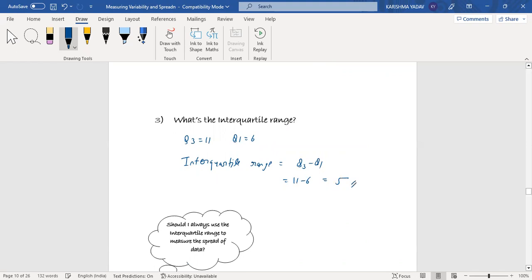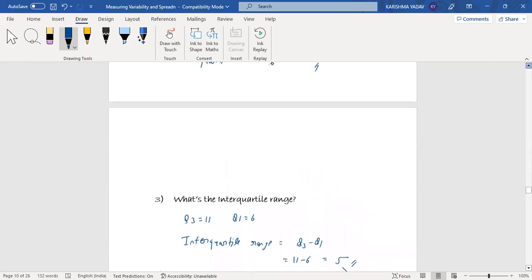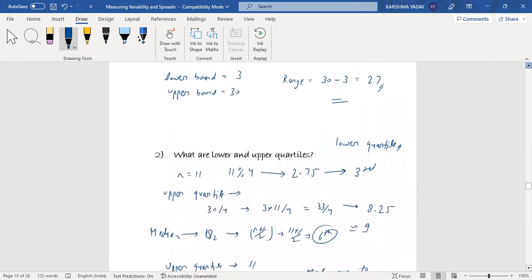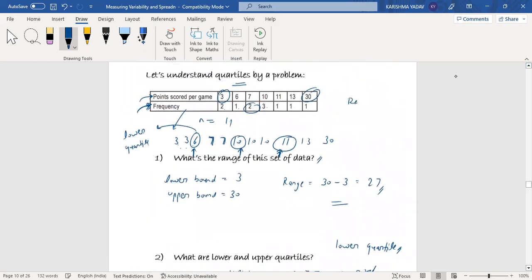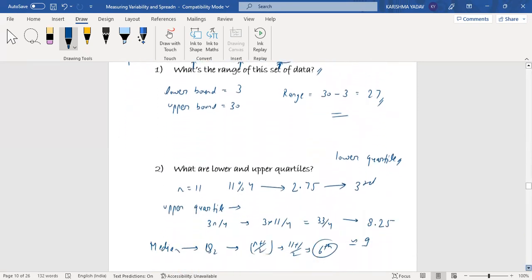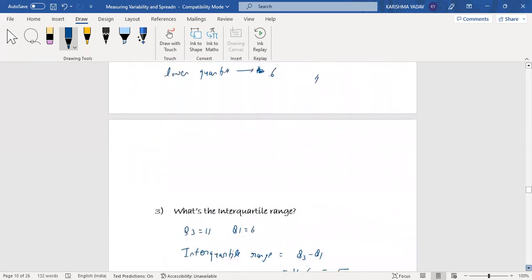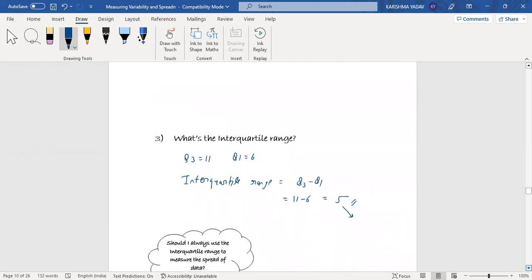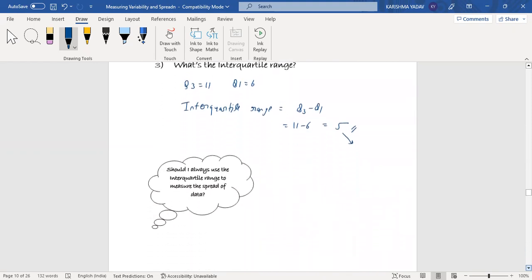Now this is much lower than the range as it excludes outliers. How is it much lower than the range? If we take the range of this data, the highest value is 30 and the lowest value is 3. So the range will be the highest value minus the lowest value, which is 27. The range is quite high, that is 27, and the interquartile range using the quartiles is 5. So it is much lower than the range as it excludes the outliers.